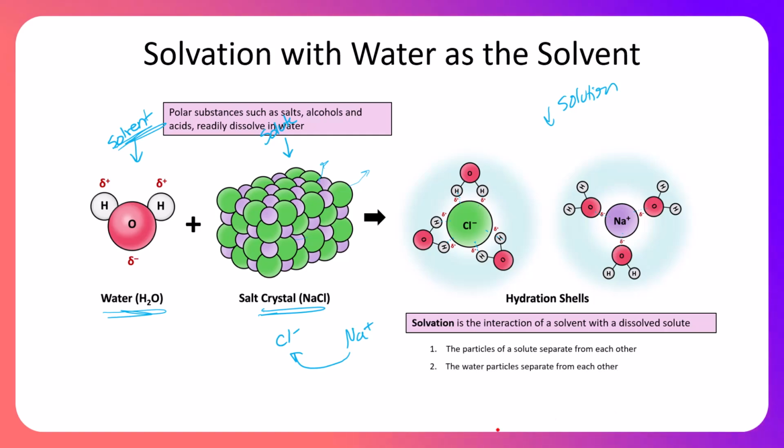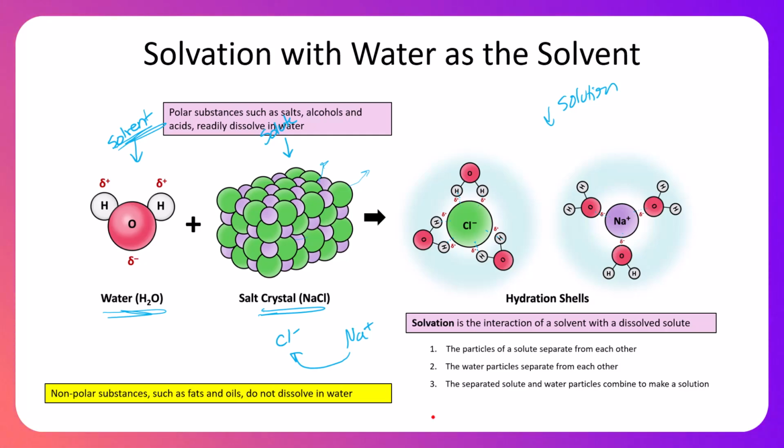The water particles are going to separate from each other as well, again because they're being held away from other water molecules by the solute itself. And the separated solute and water particles combine to make a solution, again homogeneous, meaning it is uniform in mixture.